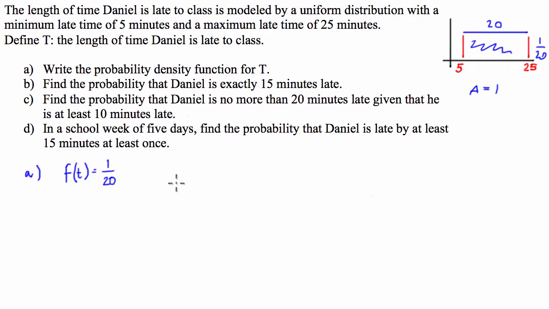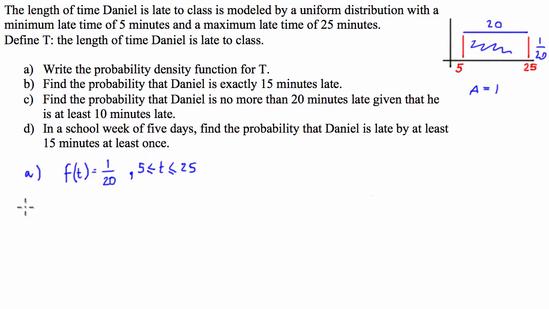Now we have to make sure we define this for a particular domain. So this is defined from 5 up to and equal to T up to and equal to 25. So our function isn't dependent on T. It's just 1 over 20 all the time on this domain here. So there, that's basically it. Let's go on to the next part of the question.